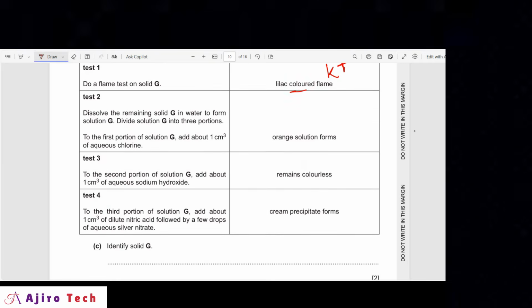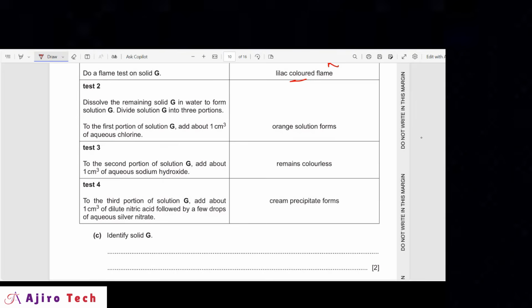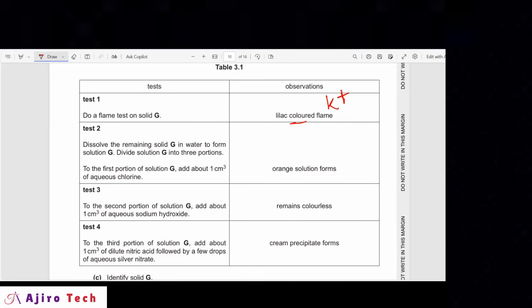Okay, but let's just go straight to it, we have to identify solid G basically. So when we also move forward to look at it, we dissolve the remaining solid G in water to form this.